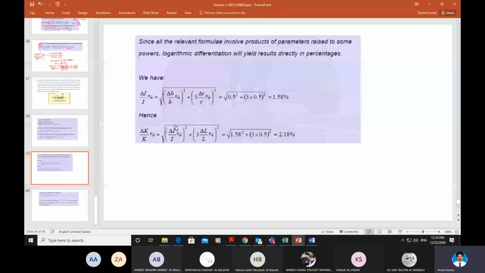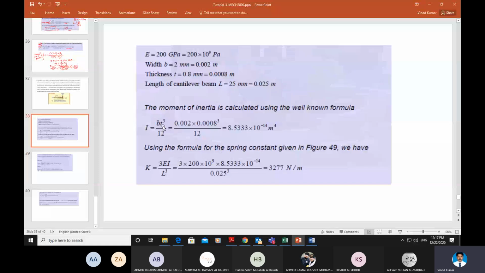See, we measure the width, length, height. Each one has 0.5 percentage error. When I measure width, I have 0.5. When I measure length, I have 0.5. When I measure height, I have 0.5. So each measurement I have 0.5 error. That means delta I will have, for B, I have measure error, for T, I have error. So delta B by B the whole square plus 3 times delta T over T the whole square.